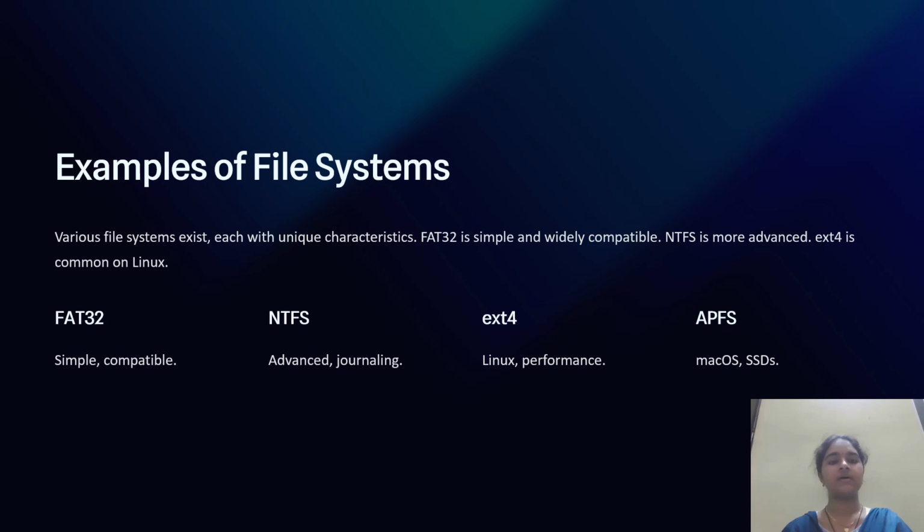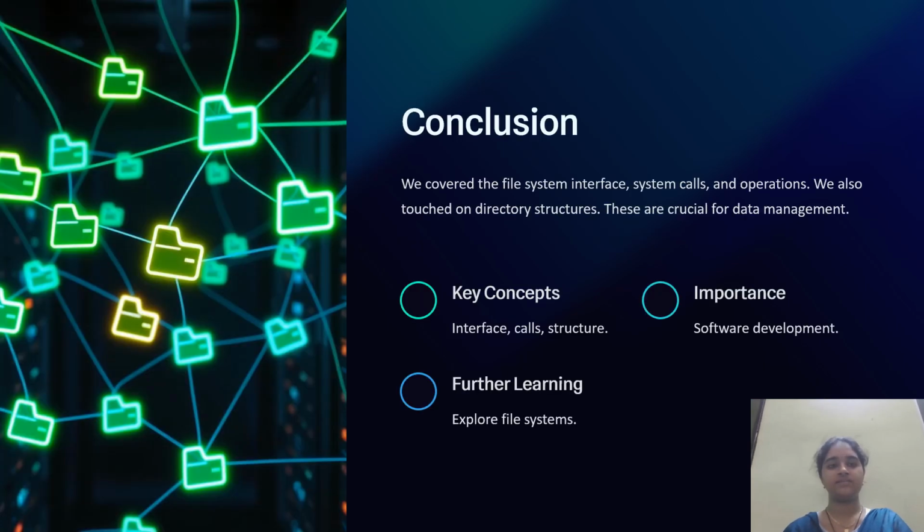Examples of file systems. Various file systems exist, each with unique characteristics. FAT32 is simple and widely compatible. NTFS is more advanced. ext4 is common on Linux. In short: FAT32, simple and compatible. NTFS, advanced with journaling. ext4, Linux and performance. APFS, macOS and SSDs.